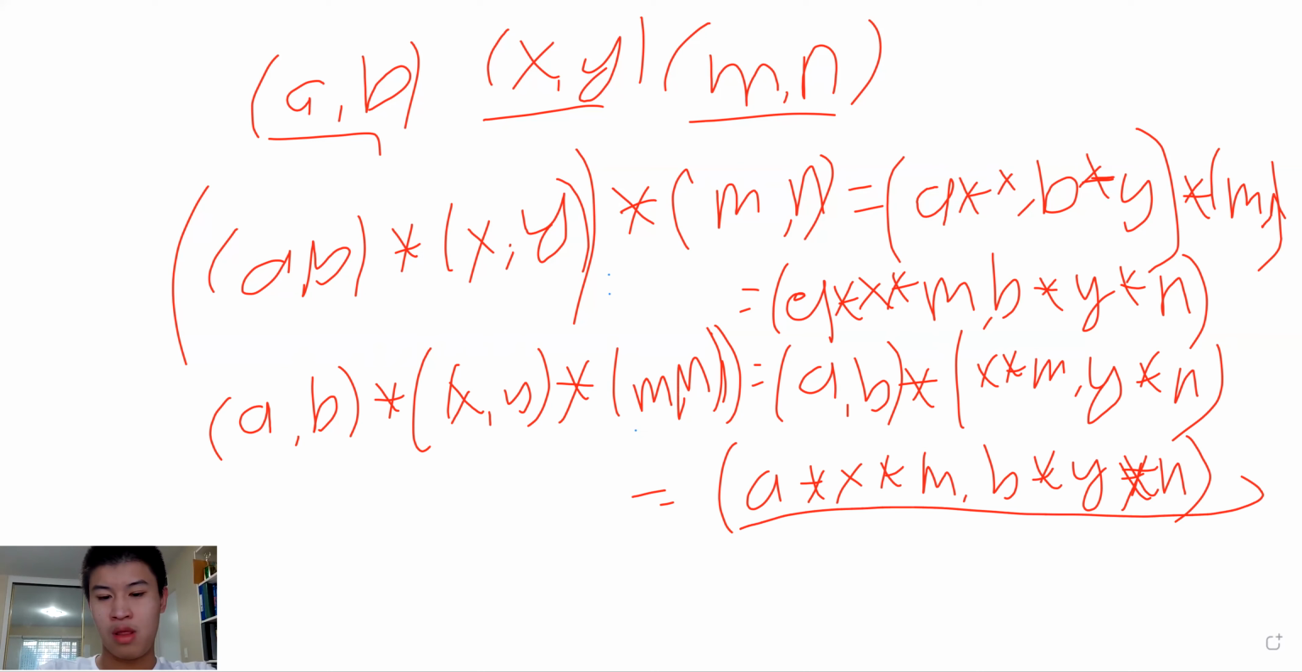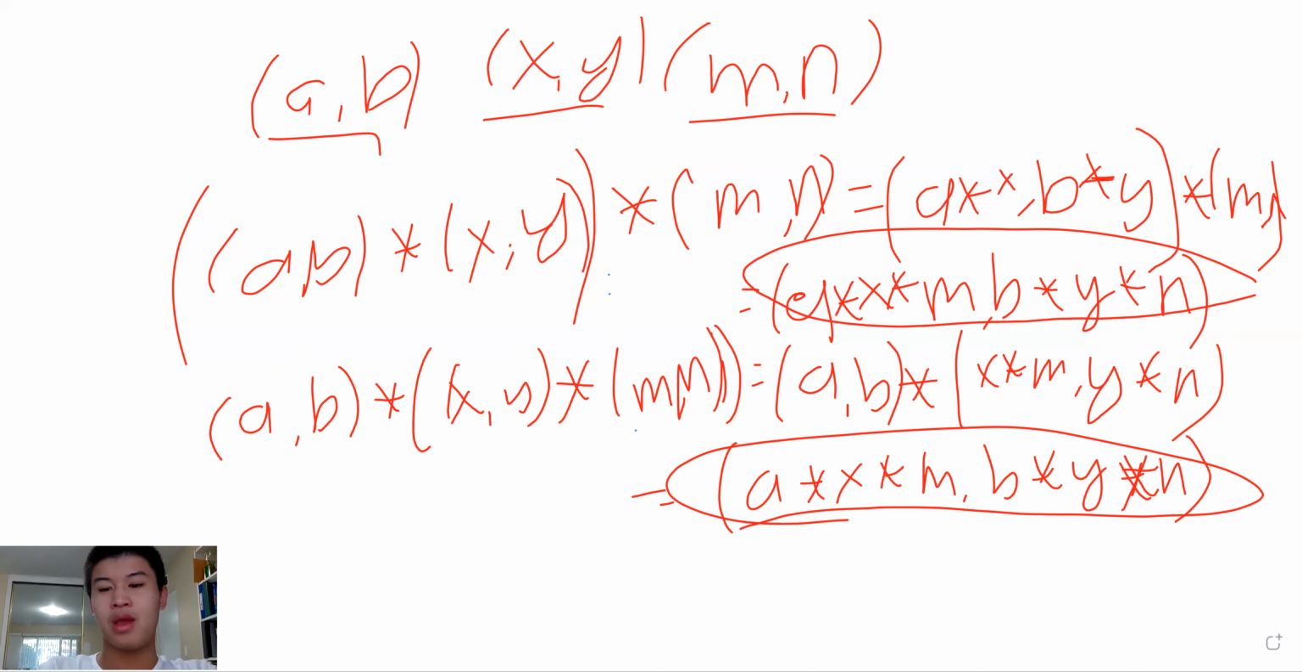And as we can see, this and this are the same. So it satisfies the associative property. And we also have the closure property, but I'm not going to try and prove that right now. But it satisfies the closure property. So it is a valid group.